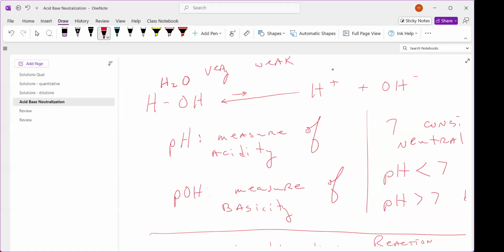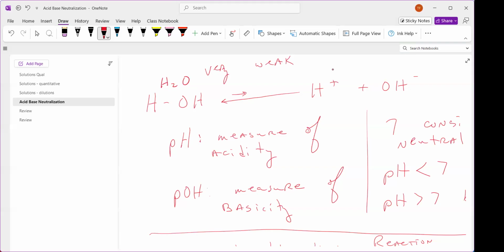Water, notice we have the little arrow and the big arrow. That means it's weak. Most of it stays as H2O, but we also have H plus and OH minus. Now, that is the driving force for many, many, many reactions, biochemically, organically, inorganically: formation of water. Because water is so stable, if you can form water from your reaction, it'll happen.